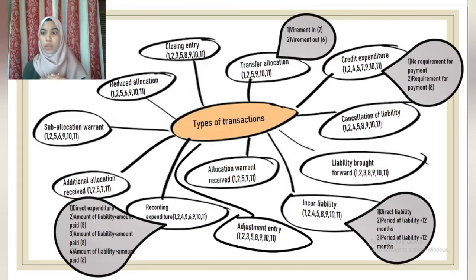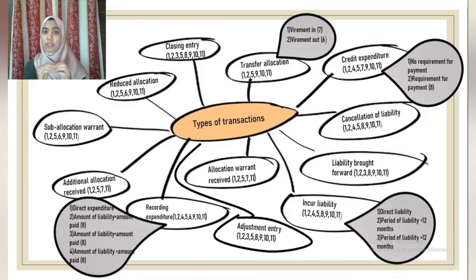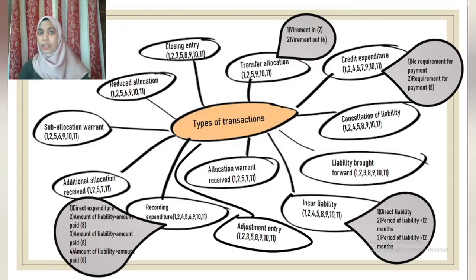If there is no requirement for payment, the columns affected are just columns 1, 2, 4, 5, 7, 9, 10, and also 11. But if there is a requirement for payment, you have to add another column, that is column 8. Okay, so that's all from me.